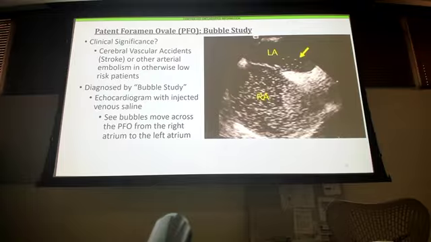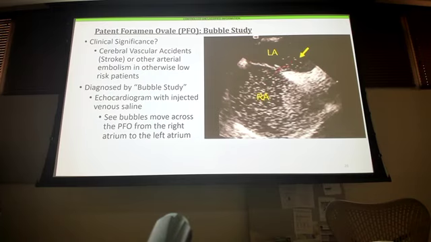Well, let's do an echo. But if we just did a normal echo, you may not see that right-to-left shunt because the pressure on the left is going to keep that valve closed. But let me do a bubble study, where now I inject agitated saline rapidly, and now I increase the pressure on the right side into the right atrium. Now I've got all these little bubbles of agitated saline. It can then open up the patent foramen ovale, the flapper valve, and now you see those bubbles move over to the left. That's how we diagnose this.